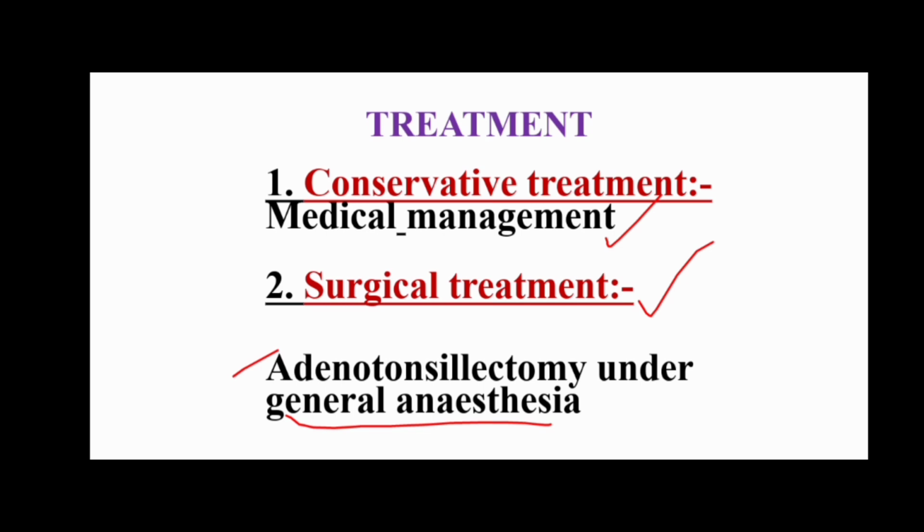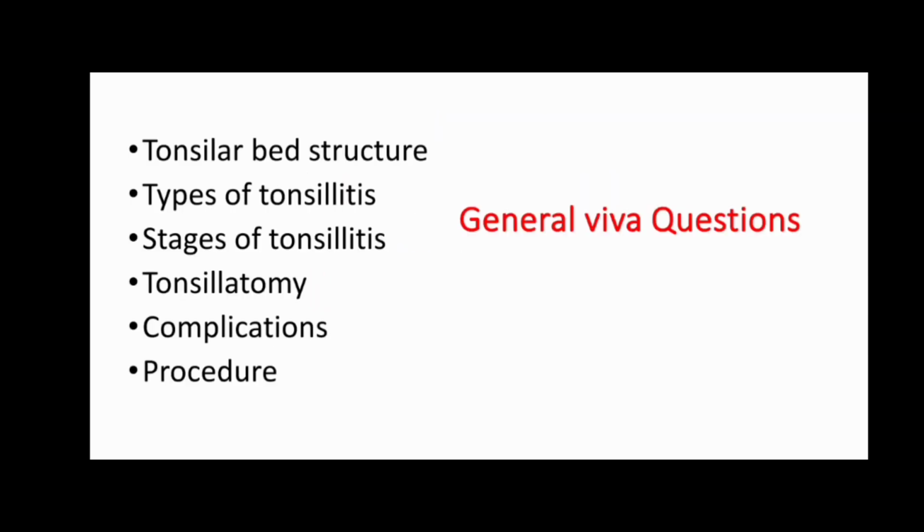And coming to general viva questions related to the adenotonsillitis case. Mostly the professors ask surgery related questions. Okay, first they may ask about the tonsillar bed structure. What is the tonsillar bed structure from medial to lateral? And then they ask about adenotonsillitis, acute tonsillitis and chronic tonsillitis, and stages of tonsillitis, whether it is parenchymatous, follicular, or membranous. And then tonsillectomy.